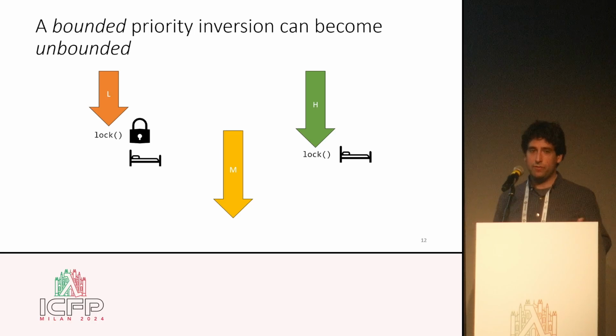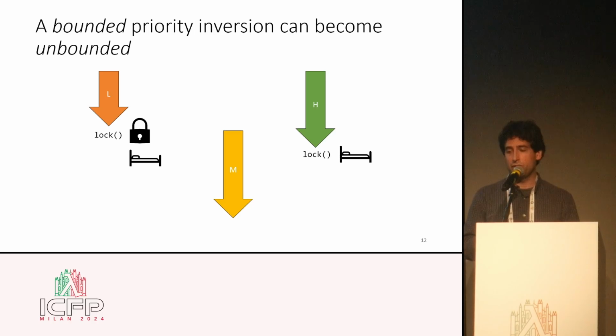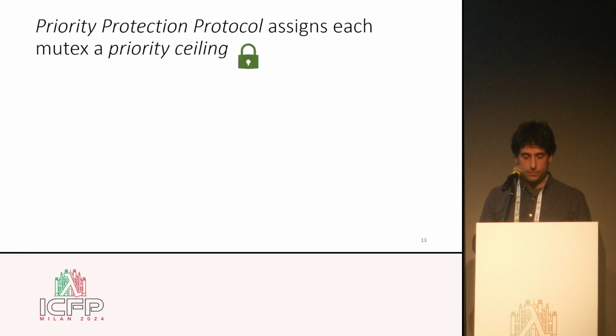So there are a number of dynamic protocols for dealing with these priority inversions. The one that I implement in Priodomainslib is called the Priority Protection Protocol. It's very similar to a related protocol called priority ceiling, where each mutex is assigned a priority ceiling, which is the highest priority at which this mutex may be acquired.